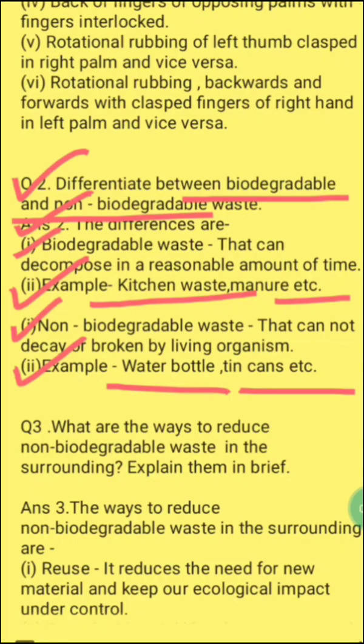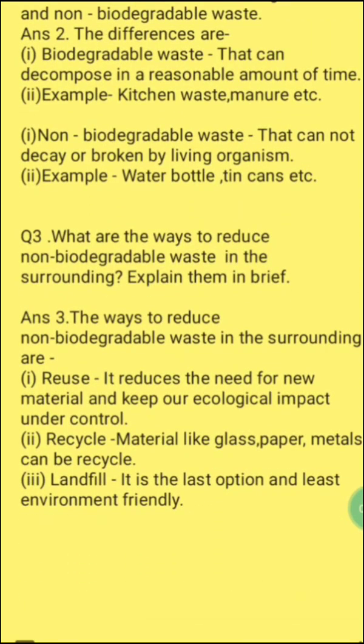Next, students, question number 3 is what are the ways to reduce non-biodegradable waste in the surrounding? Explain them in brief. Students, in this question you have to write the ways to reduce non-biodegradable waste in the surrounding, and you have to explain in brief. So let's see the answer of this question number 3. Ways to reduce non-biodegradable waste in the surrounding are, first one is reuse. It reduces the need for new material and keeps our ecological impact under control.